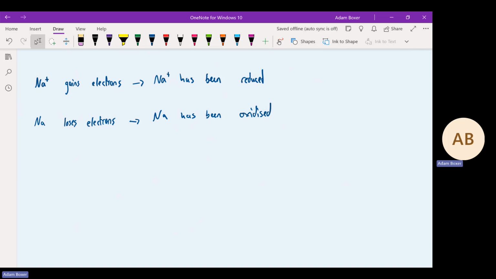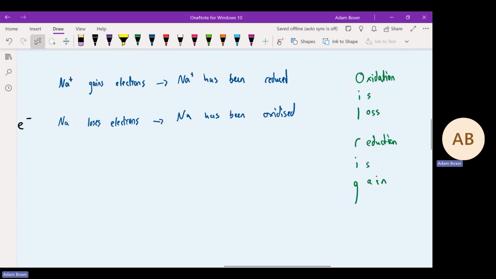Now, a good way to remember that is the classic OIL RIG, where we say oxidation is loss and reduction is gain. And that's our good way to remember whether we're losing or gaining electrons.